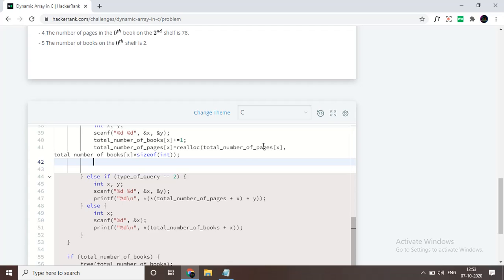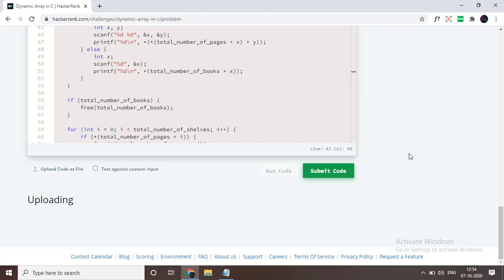For that book, how many pages is it? I am going to write here total number of pages of x. For that shelf, I am going to write what is the total number of books on that, books of x minus 1. X minus 1 is equal to y here. I am going to allocate the memory like this. That's it, nothing else. I am going to run the code now.